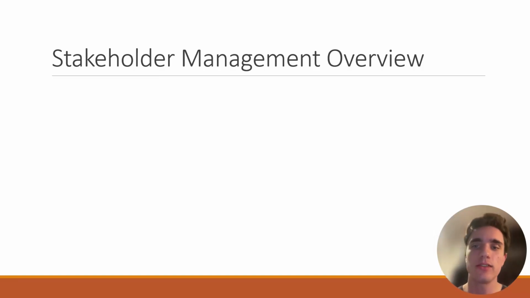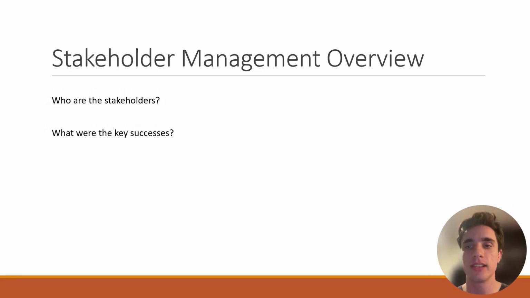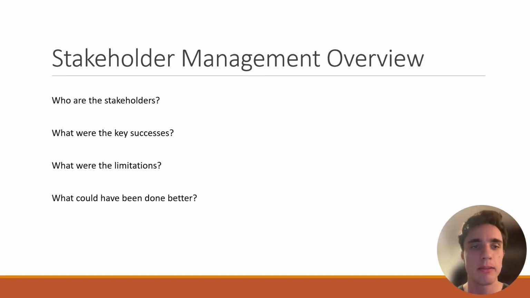So in this section, I'll focus on three main points. Firstly, who are the key stakeholders? Secondly, where was stakeholder management successful? And thirdly, what were the limitations and how could they have been managed better?